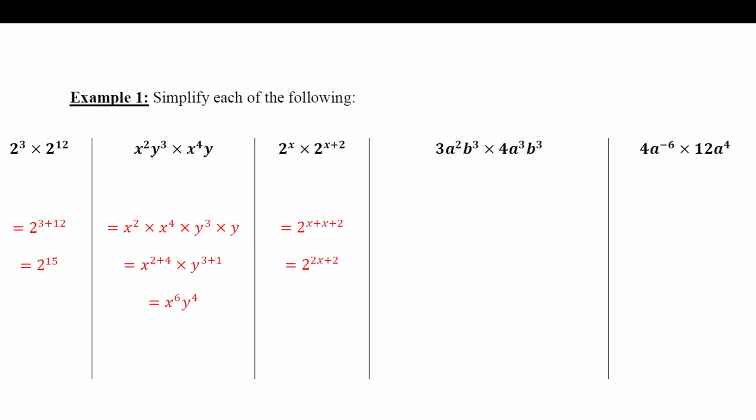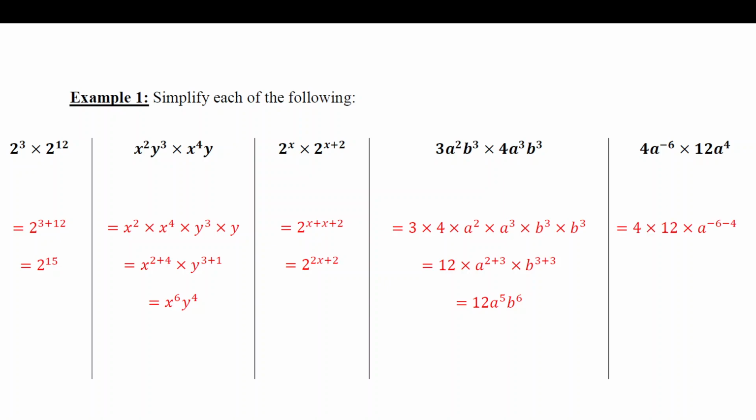It's always smart to just put everything in order. So for this one here, we're going to put all our numbers first, all our a's second, and all our b's third. So 3 times 4 is just 12. With our a's, we have 2 plus 3. And with our b's, we have 3 plus 3. So our final answer should be 12, a to the 5, b to the 6.